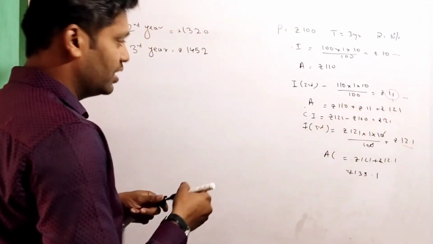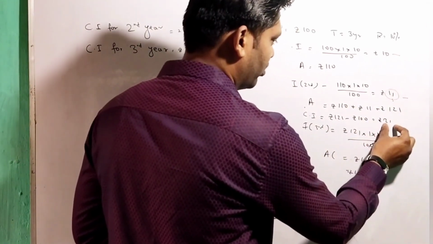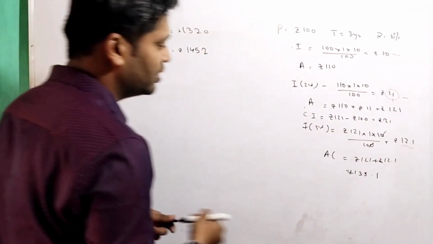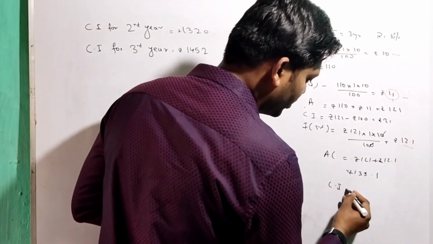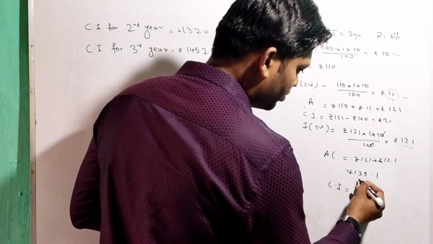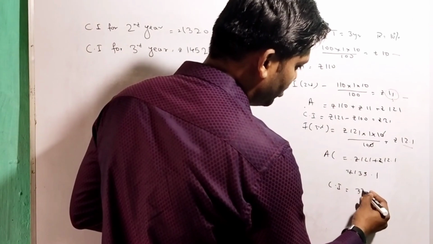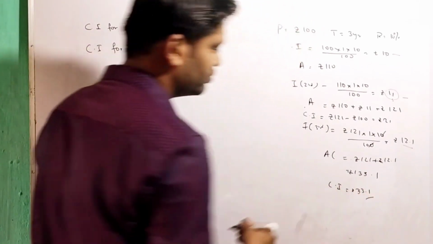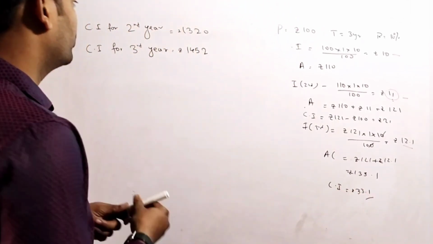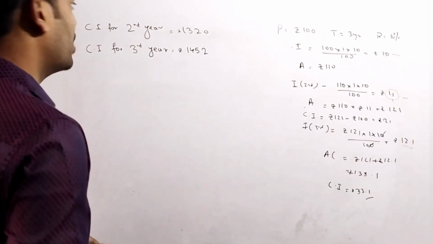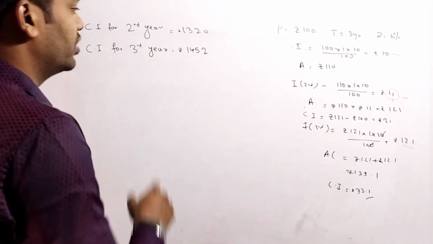So only for second year, particularly for second year. This for third year means CI is equal to, for third year, particularly for third year, this one minus the original. So it will be how much? 33.1 rupees. Clear? So that's what they gave me here. So they are saying that compound interest for second year is this much, compound interest for third year is this much.